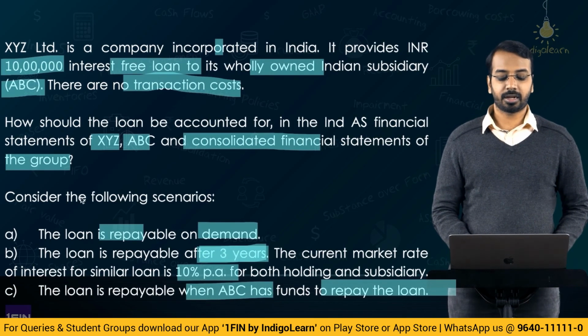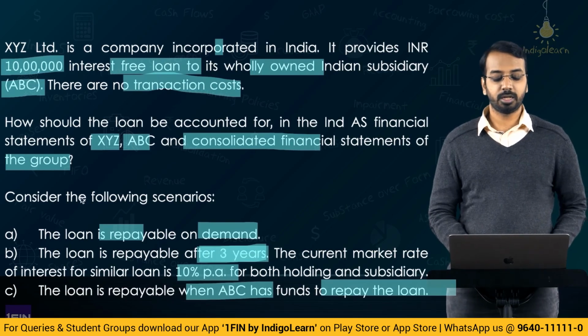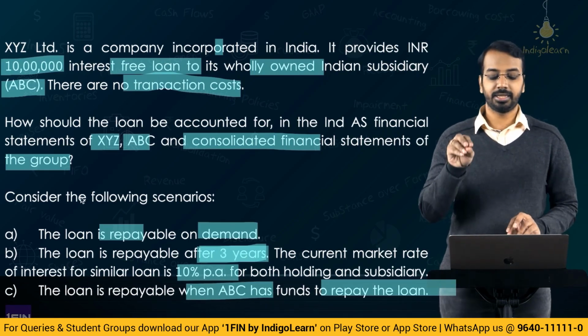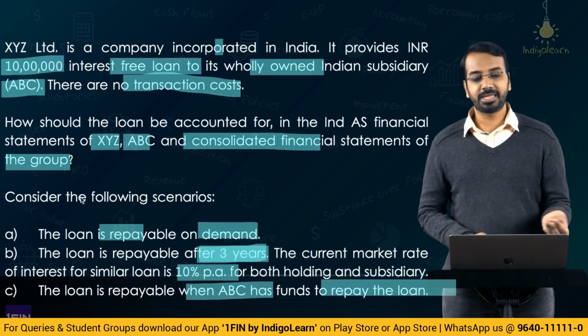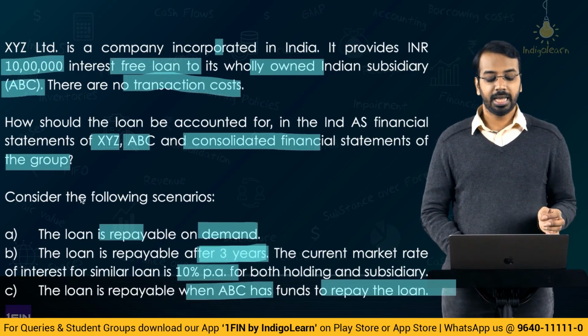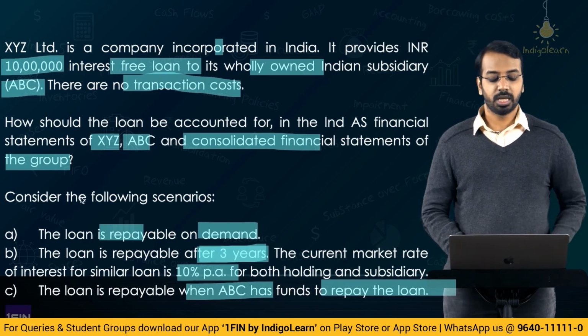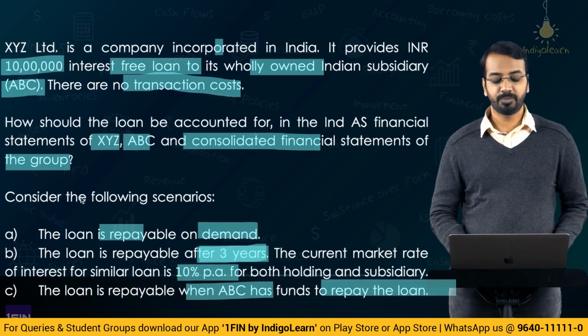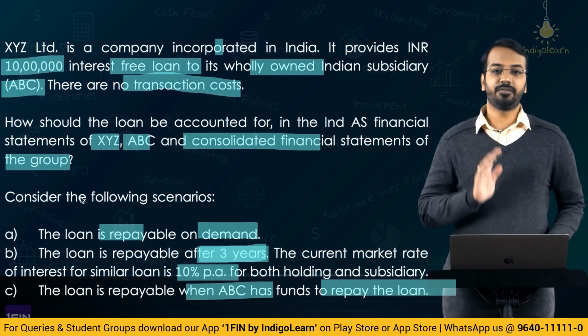Let's have a look at another question. XYZ Limited is a company incorporated in India. It provides an INR 10 lakh interest-free loan to its wholly owned Indian subsidiary ABC. So, XYZ Limited is the parent company, ABC is the subsidiary, and they have given 10 lakh worth of interest-free loan, and there are no transaction costs. How should the loan be accounted for in the Ind AS financial statements of XYZ, ABC and the consolidated financial statements of the group in 3 different scenarios?